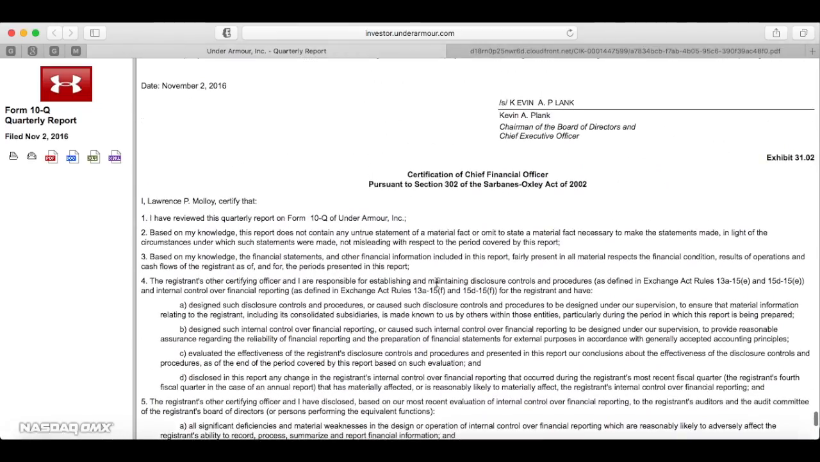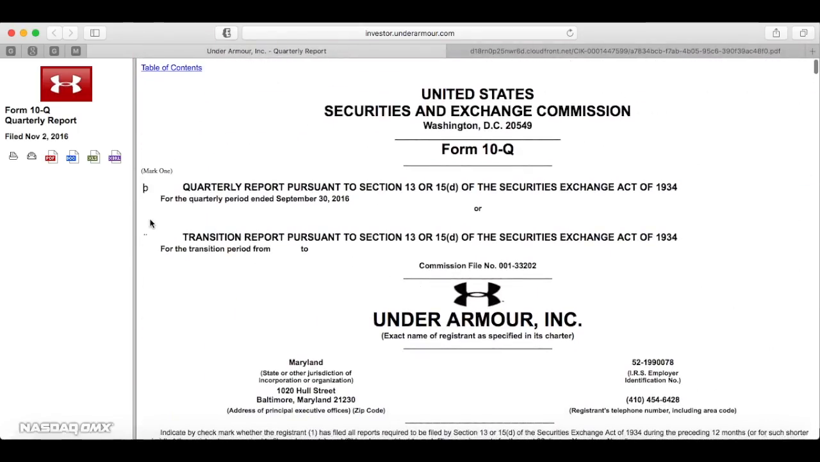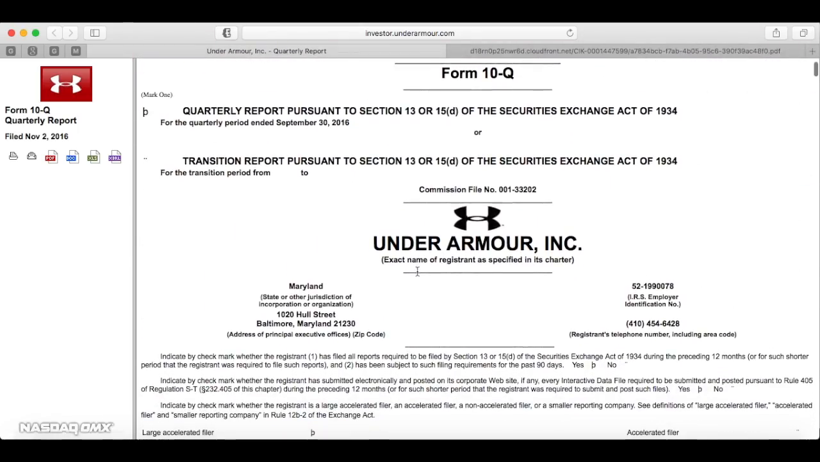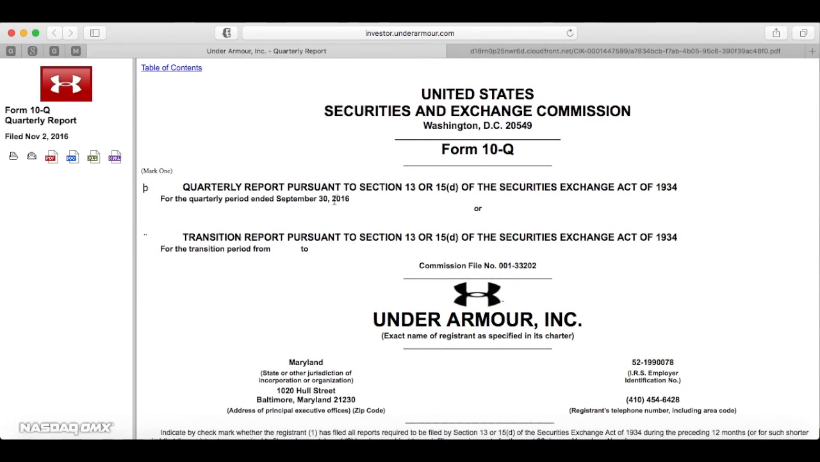So there you go, guys. Now you know how to read a 10Q. Look how many pages you just went through, thanks to Under Armour. And you could certainly compare this to other apparel companies, certainly any device manufacturer, any manufacturer of any goods. This 10Q will certainly help you out.